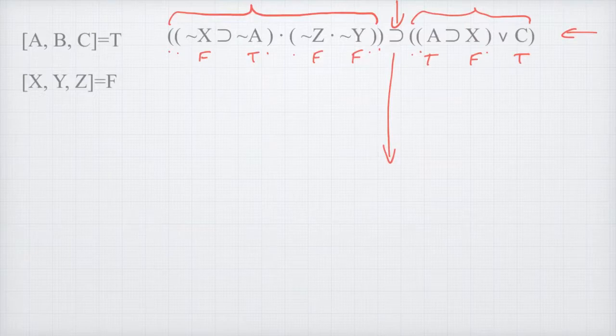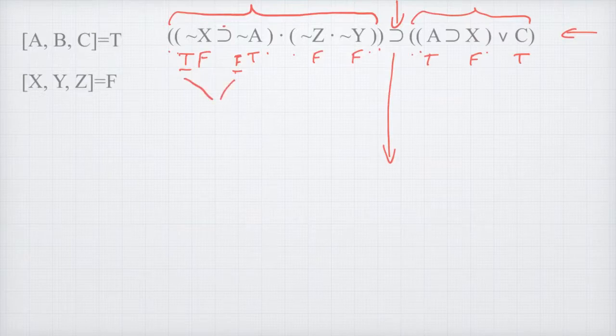If X is false, then not X is clearly going to be true. How do I know that? I go to my truth table for the negation, and I know that if P is false, then not P is true. The same goes for A. If A is true, then not A is false. Now I have this horseshoe statement connecting true and false: if T, then F. I have T, therefore F.